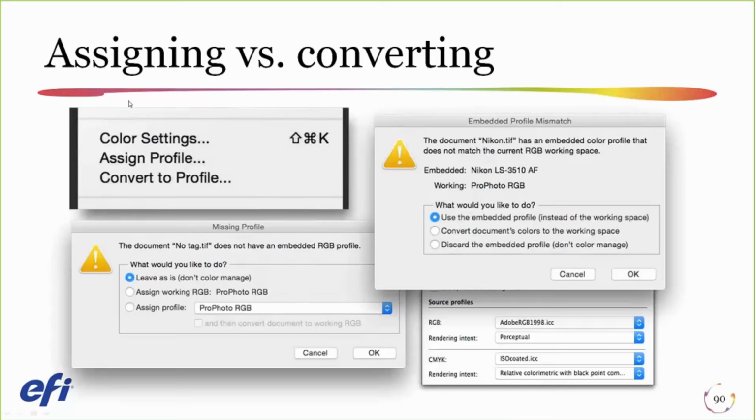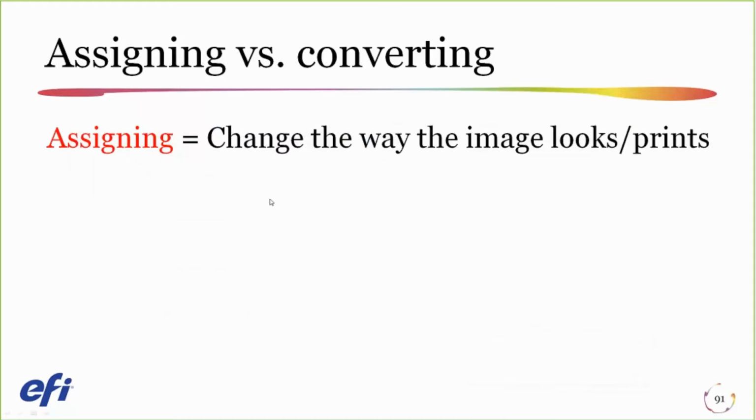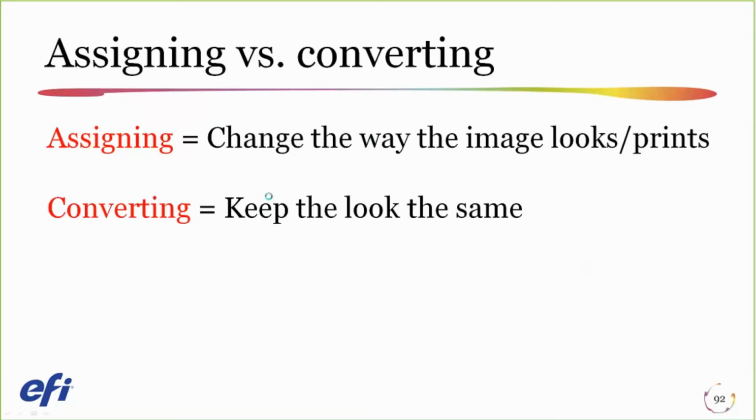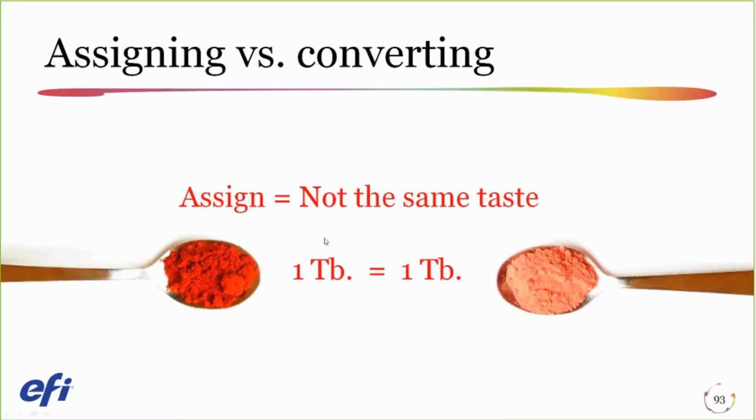Well, assigning a profile or converting a profile, remember the profile is the recording of how a device reproduces color. I'm going to get into a little more detail here in just a bit on that. But assigning changes the way an image looks or prints, while converting keeps the look the same. Now, that may seem a little counterintuitive. You would think, well, if I'm converting something, I'm changing it. Well, you're changing the recipe. Color is based on recipes, amounts of red, green, blue light, cyan, magenta, yellow, black ink.